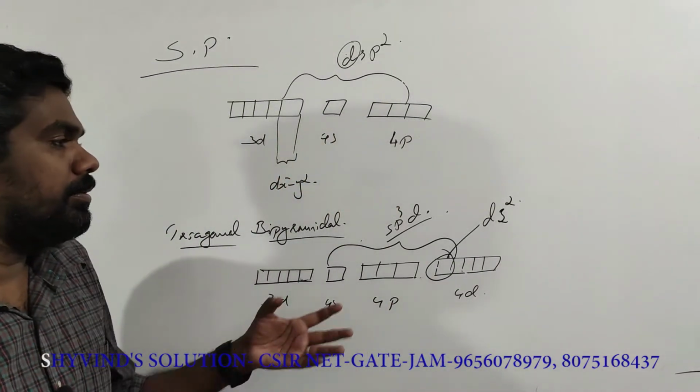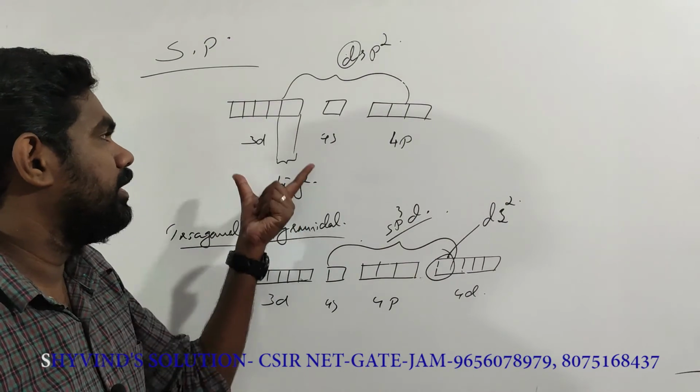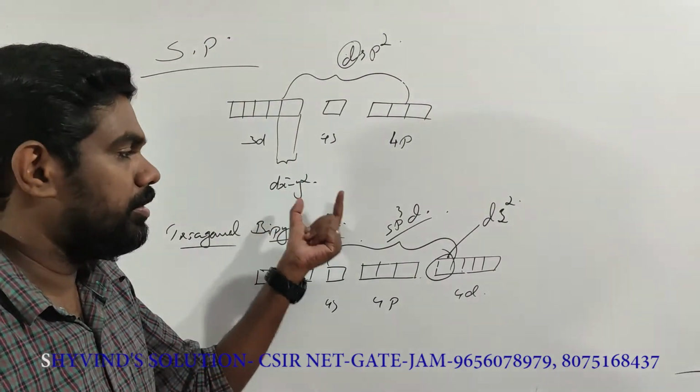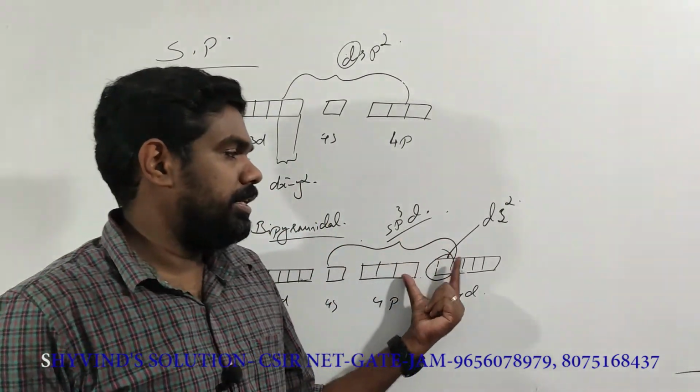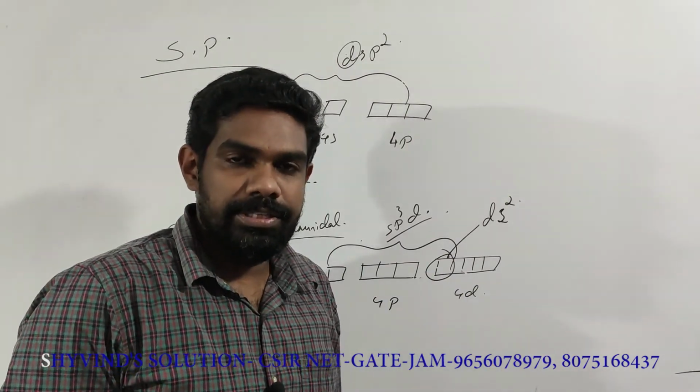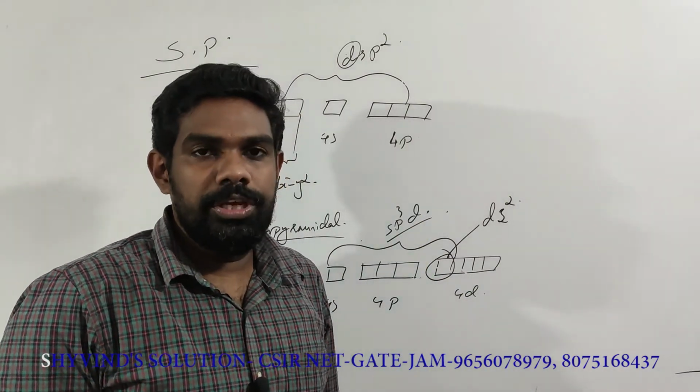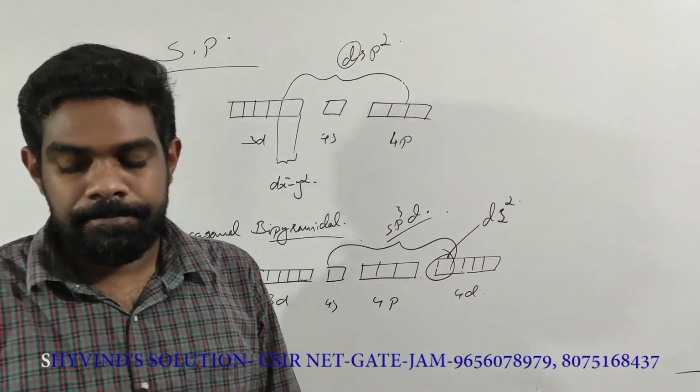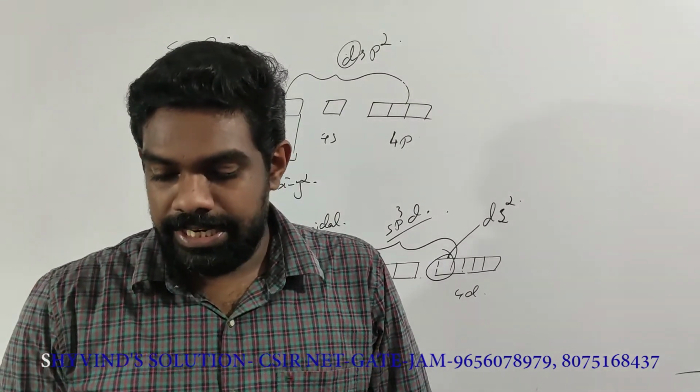So for a square planar molecule, the d orbital involved is dx square minus y square, and for a trigonal bipyramidal system, the d orbital involved is dz square. These are the two d orbitals involved in the hybridization. So the answer is option C.